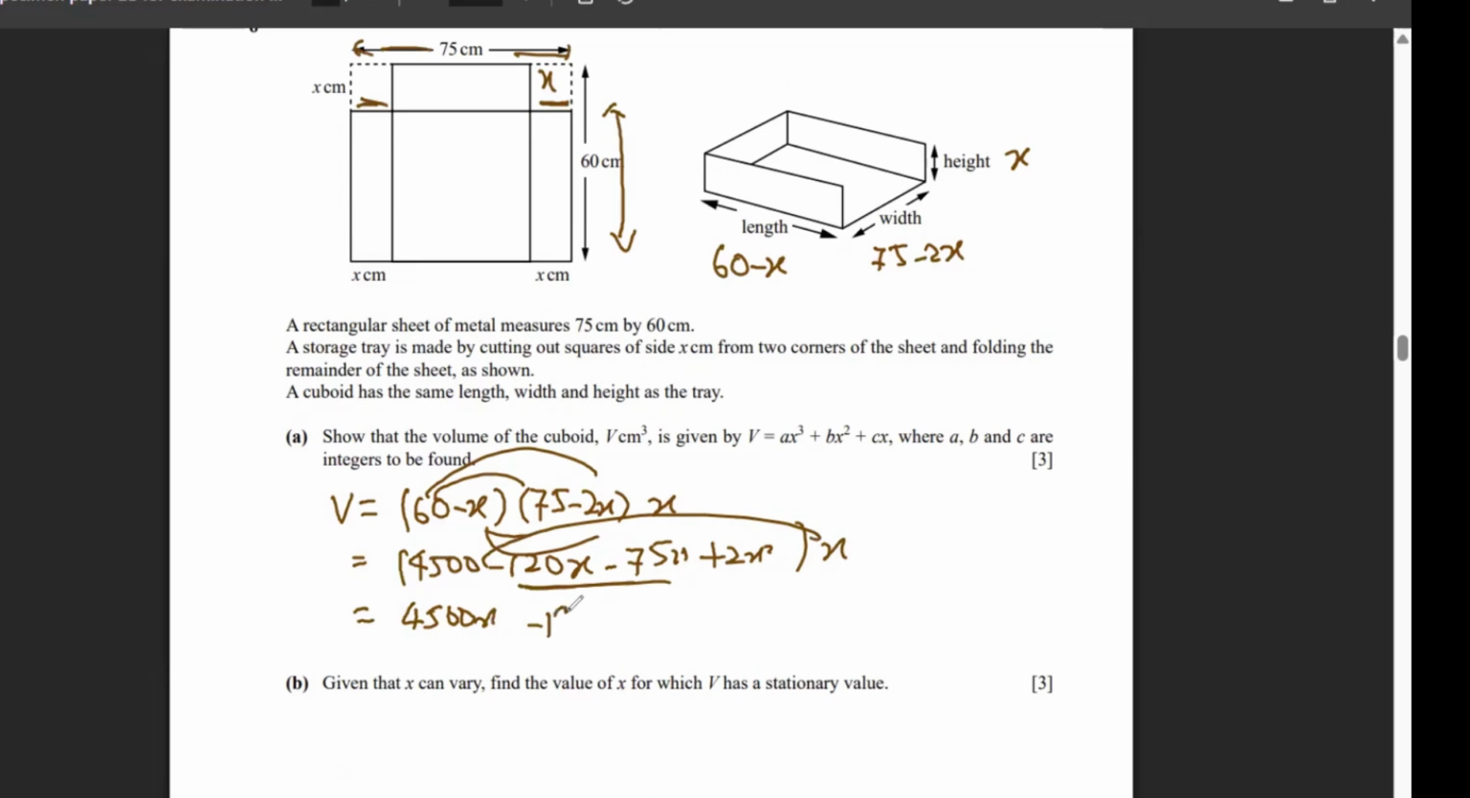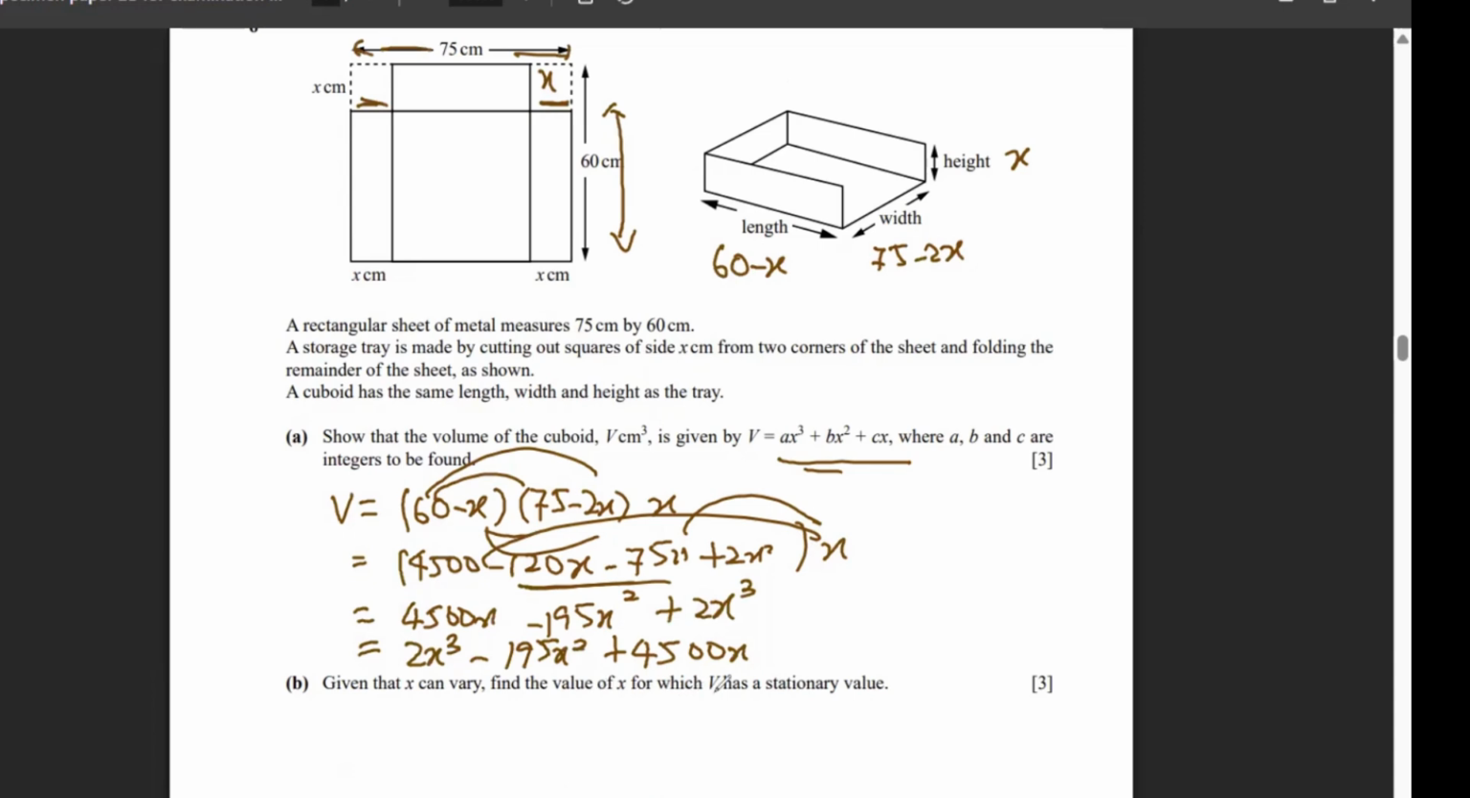Here is -195X. Then times this will become X squared. This will become 2X to the power 3. And we rearrange back based on them. They want the X to the power 3 in front. Done.